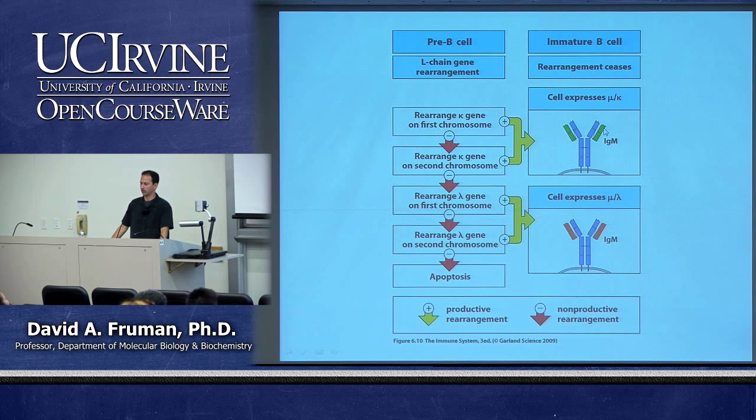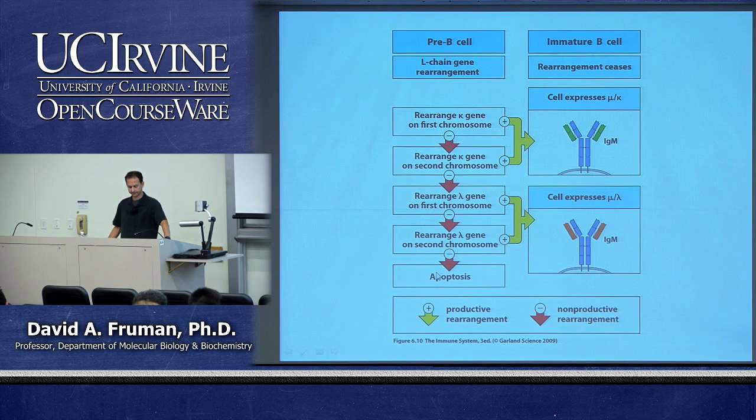If that is not successful, you try the other chromosome for kappa, and that gives you a chance to make a kappa light chain. If neither of these is successful, then one of the lambda loci is used to try a rearrangement. If that works, then you make a lambda light chain. If that doesn't work, unproductive, then the second lambda light chain chromosome is used. And then you still have a chance to make a lambda light chain. If none of these work, then the cell will die by apoptosis.